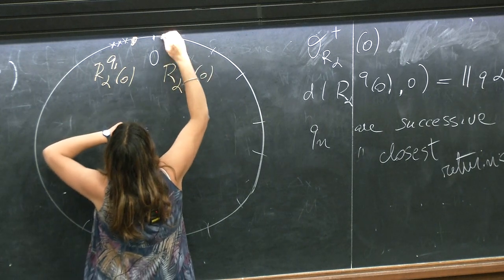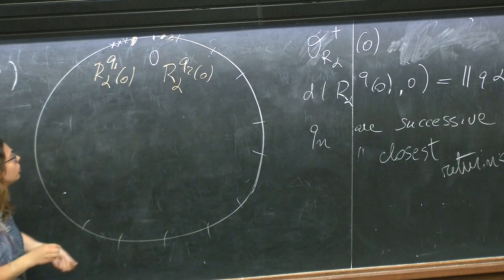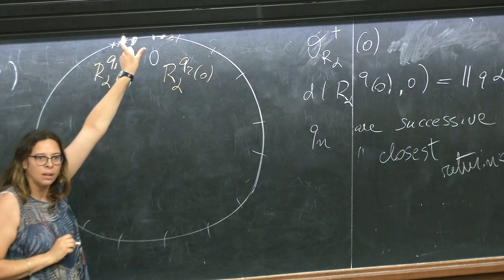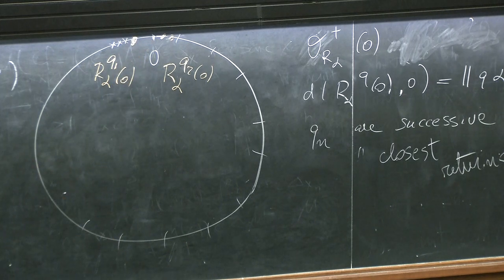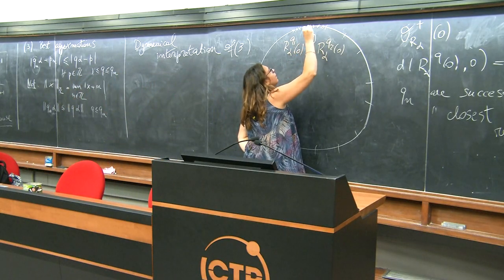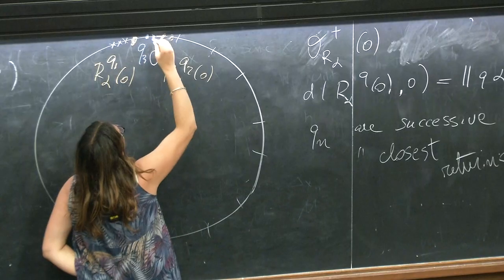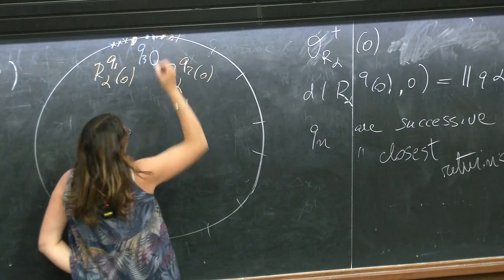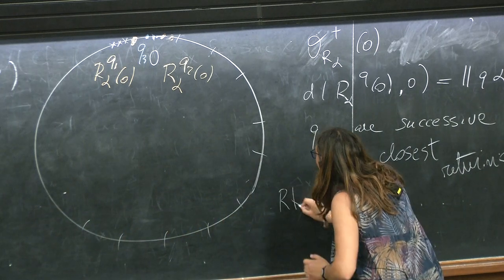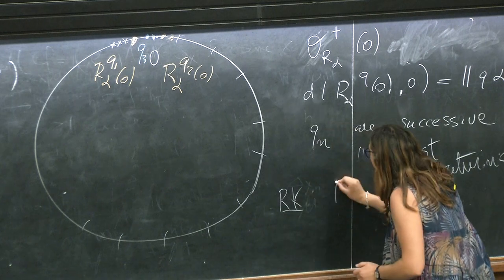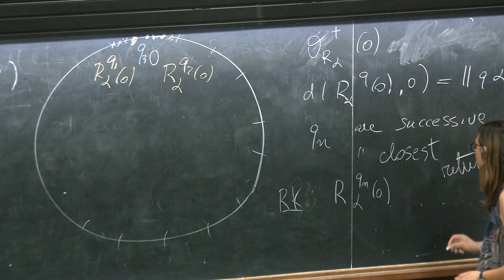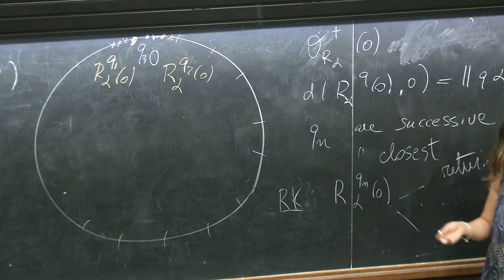Maybe I should draw it smaller. Q2 is the first for which the distance from zero is less than the distance of Q1. If I keep going, it will take a longer and longer number of iterates, but at some point this will be the Q3 iterate, which is even closer, and so on. A fact that you can convince yourself of, and it also comes from continued fractions, is that R alpha to the Qn of zero alternates between left and right.